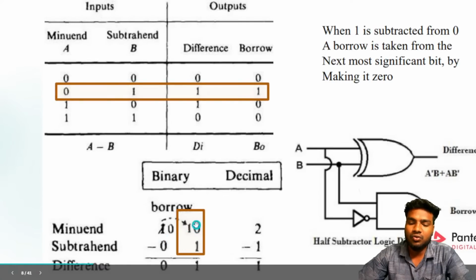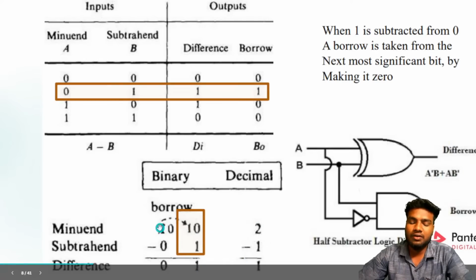So we are subtracting here 0 minus 1, and we can't subtract, so I'm borrowing the MSB bit 1 here. So it means 1 0, which is 2. So 2 minus 1, our output will be 1. So that one, you can see here.